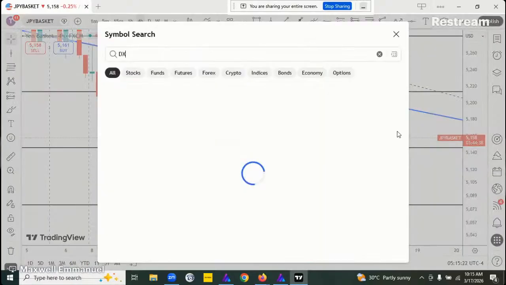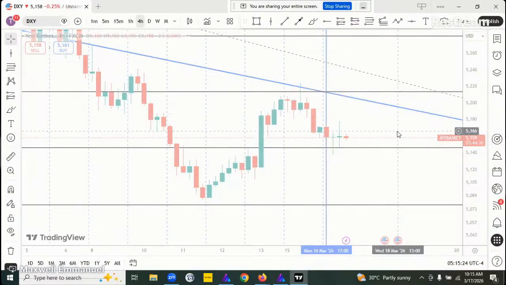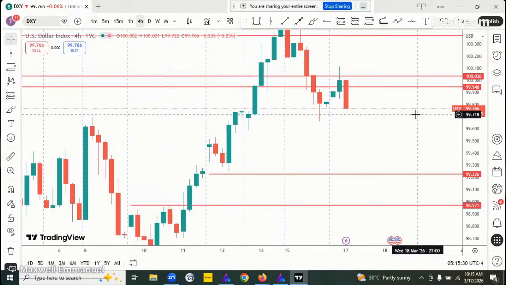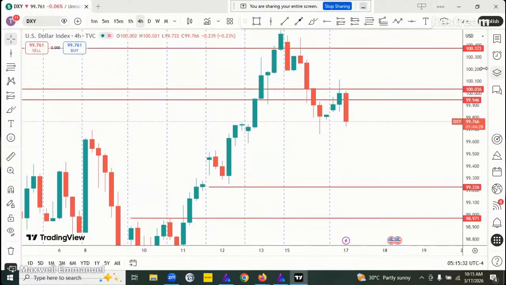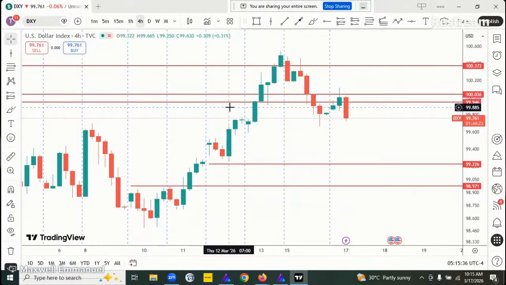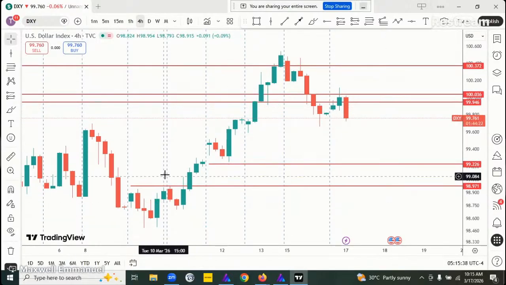Let's see DXY. We analyze DXY to know the strength of the dollar. So right now the dollar is still bearish. Yesterday we had a Zoom session, not everyone attended. I said we should sell dollar. You can see the structure on the dollar.